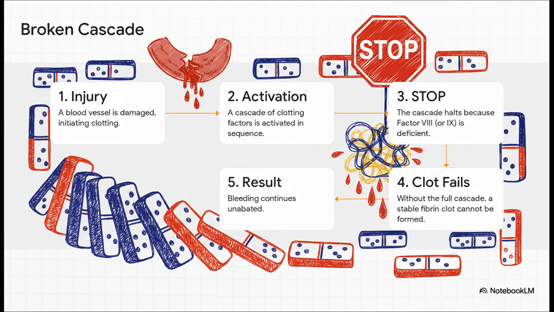This is such a great way to picture what's happening. Normally, when you get a cut, there's this amazing, complex domino effect where all these clotting factors activate one after another. But with hemophilia, boom, you hit a brick wall. The cascade just stops dead because factor 8 or 9 isn't there to do its job. And without that whole cascade finishing, you can't form a strong, stable clot. The whole system just fails, and the bleeding keeps going.